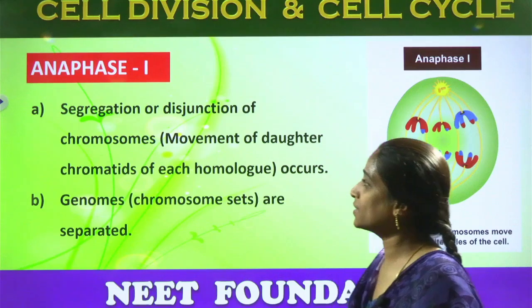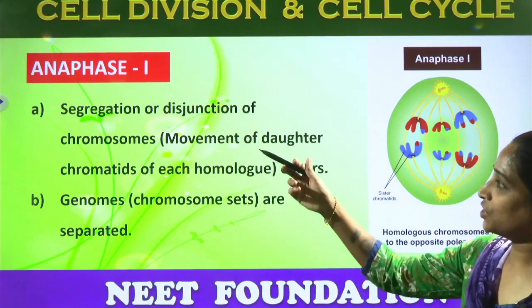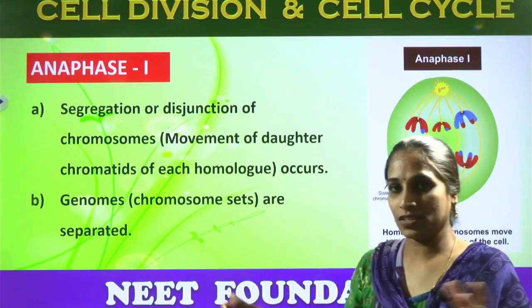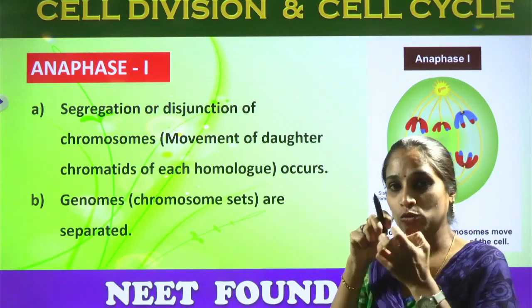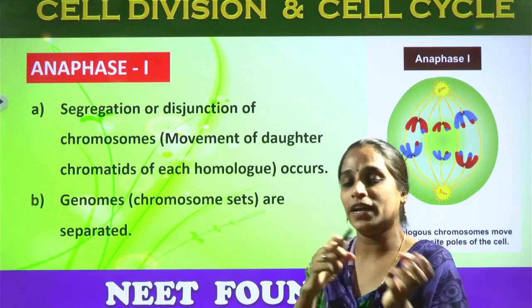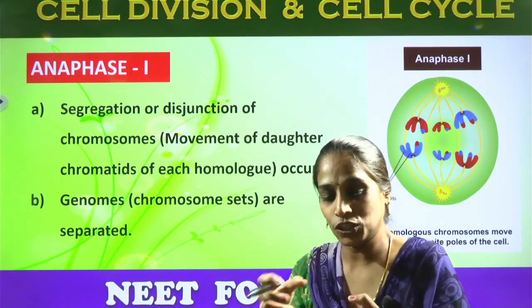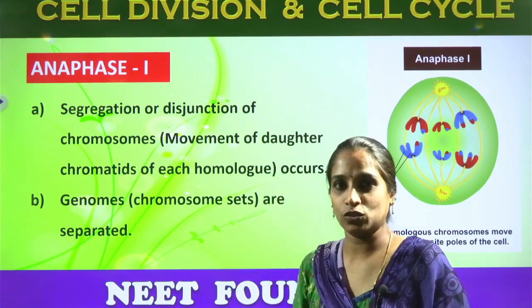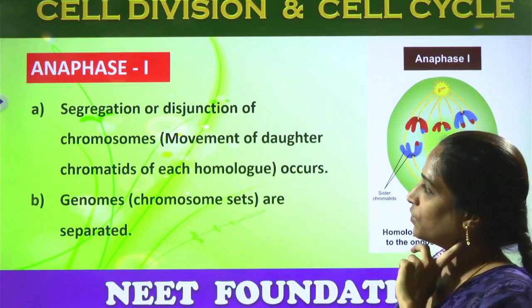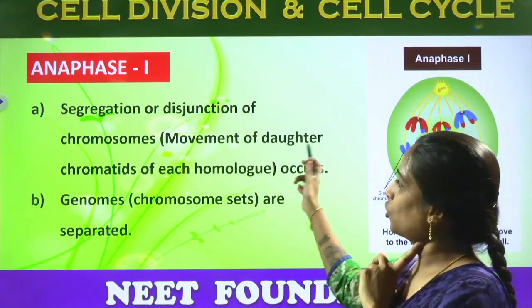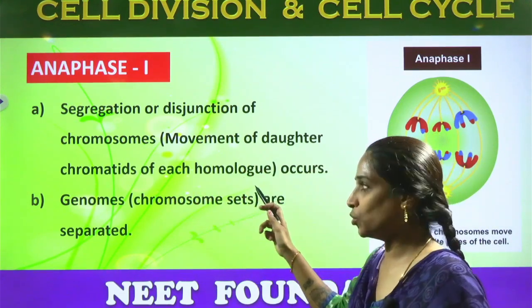The third phase is called anaphase 1. Segregation, or disjunction, is nothing but this: previously the crossing over occurred, and now the chromatids of paternal and maternal chromosomes get the capacity to move away from each other so that they can divide by the meiotic process in anaphase 1. So, movement of daughter chromatids of each homologue.